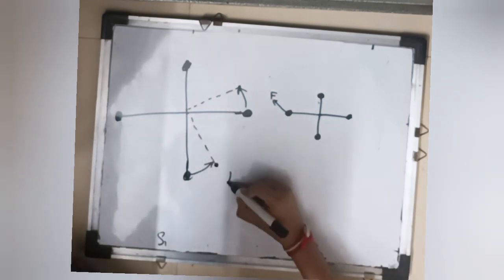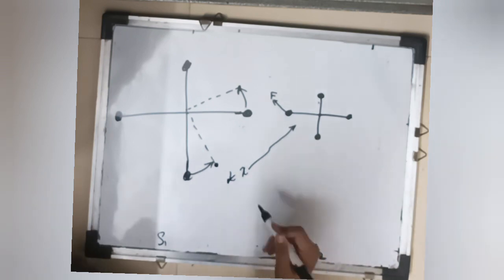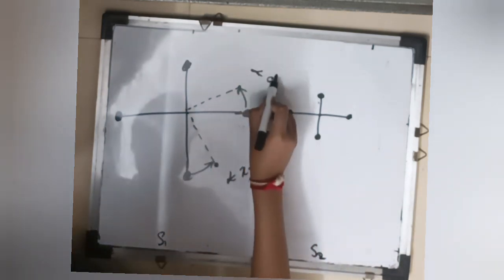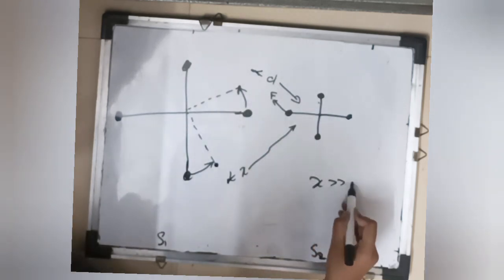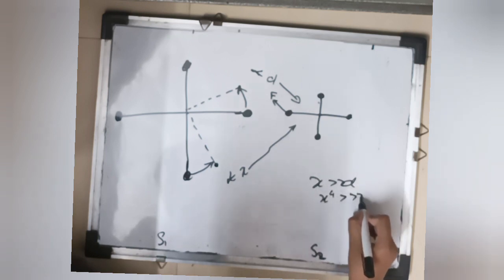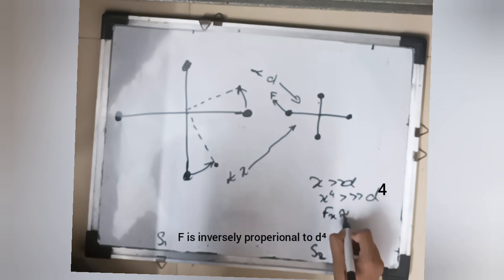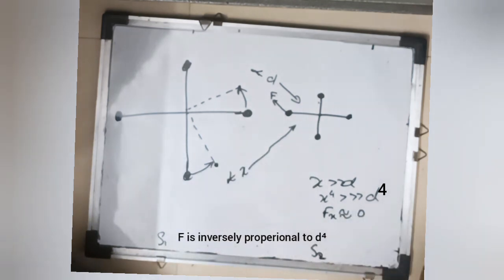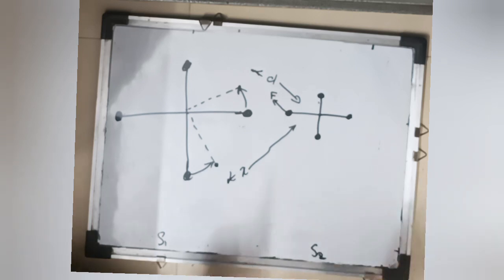Now we are neglecting the force due to the other magnet that has come, which is at a distance x, and the new position of the previous magnet is at a distance d. x is larger than d, hence x raised to 4 will be very much larger than d raised to 4. Hence F due to the magnet at distance x can be neglected in comparison to the magnet at distance d.